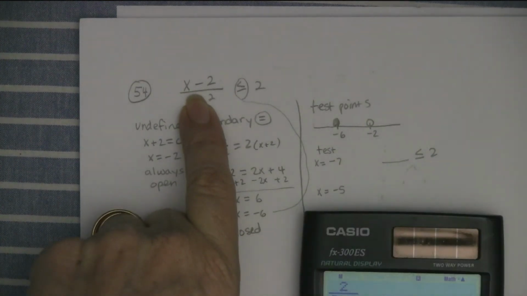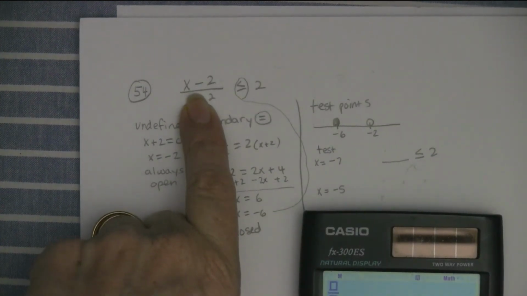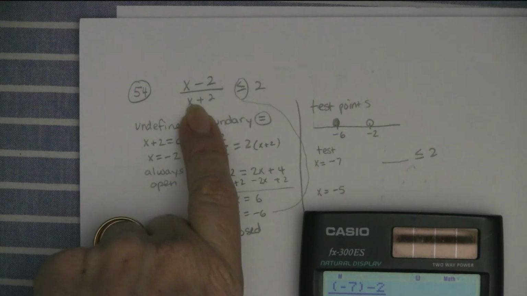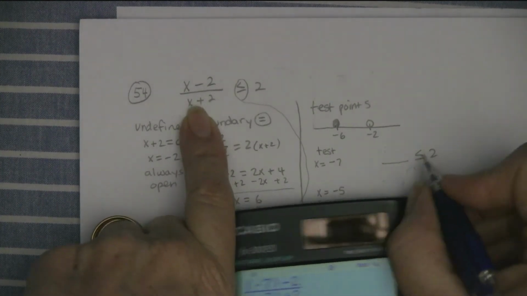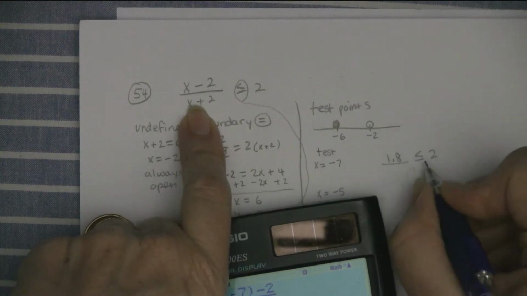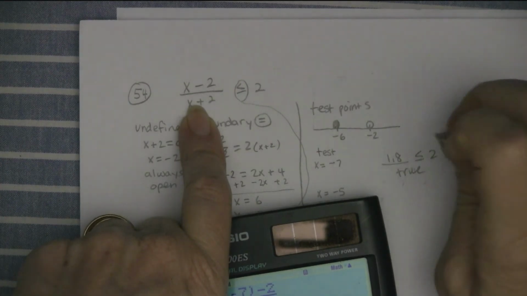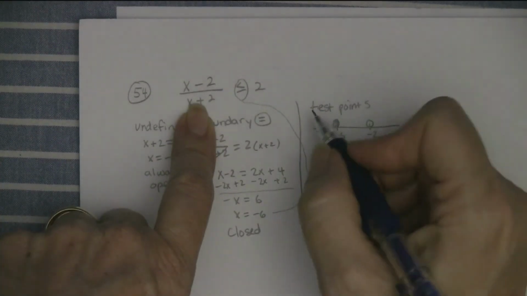So I'm going to get my calculator here and get my fraction going. And I want -7, so I'm going to put parentheses around it, just so that it'll be easier for me when I edit. -7 minus 2. Parentheses are implied when you substitute, right? -7, and then plus 2. And I got 9/5, and that's 1.8. So 1.8, is that smaller than 2? And the answer is true. True, true, true. So over here is true.